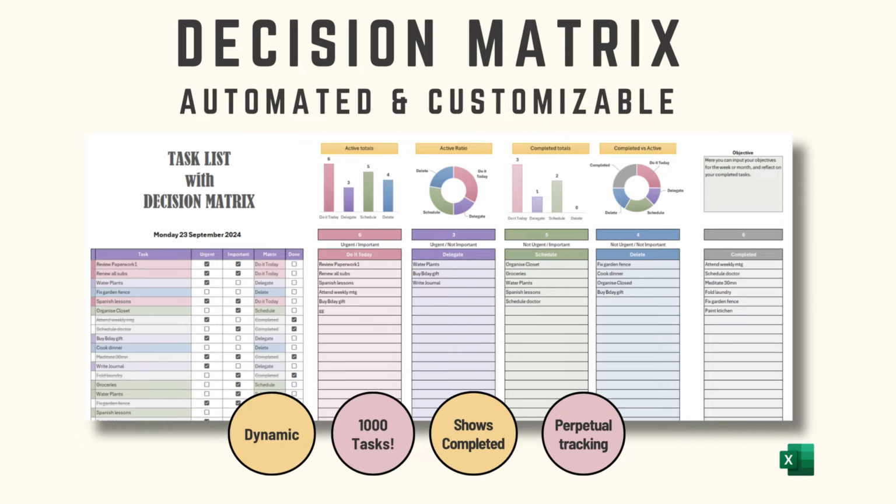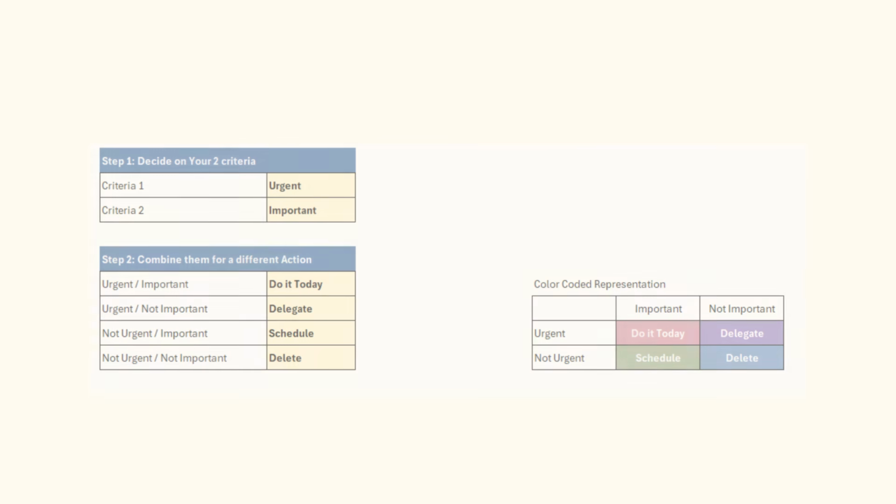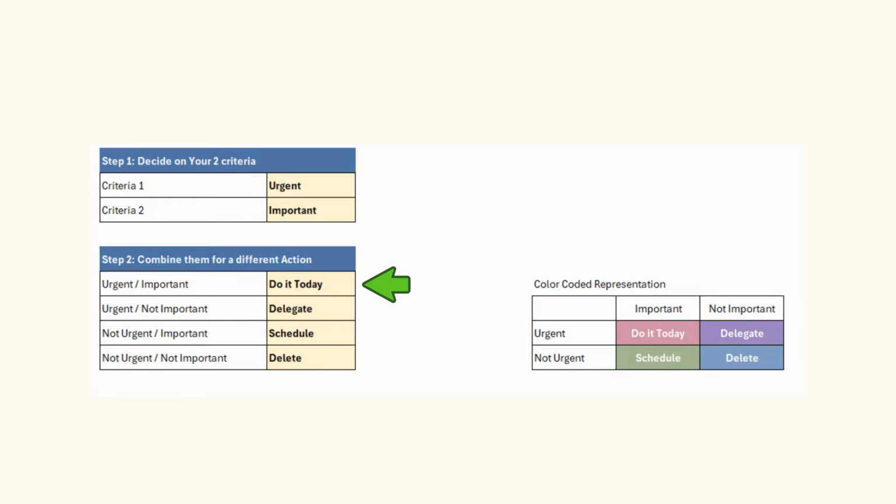Today, we will learn how to build a beautiful decision matrix. The way it works is we specify our two criteria here, for instance, urgent and important, and that automatically puts the task in a corresponding column. So we will build a matrix that will tell the system in which column we will put that task.